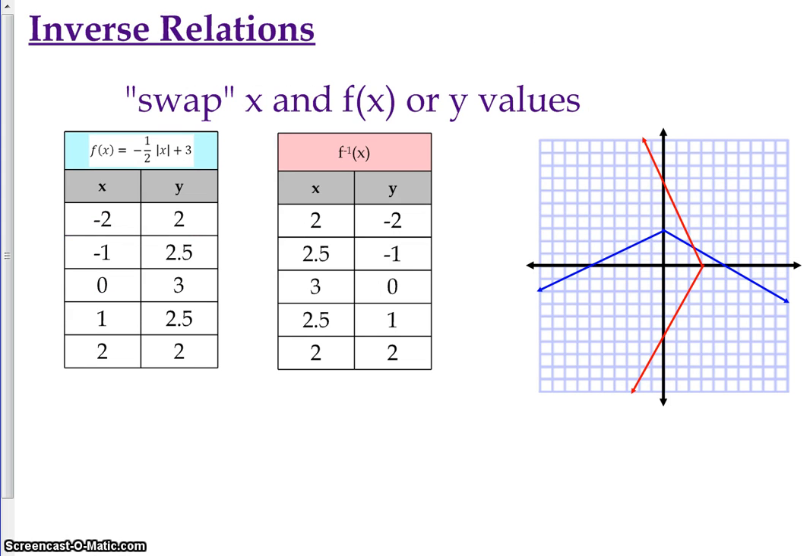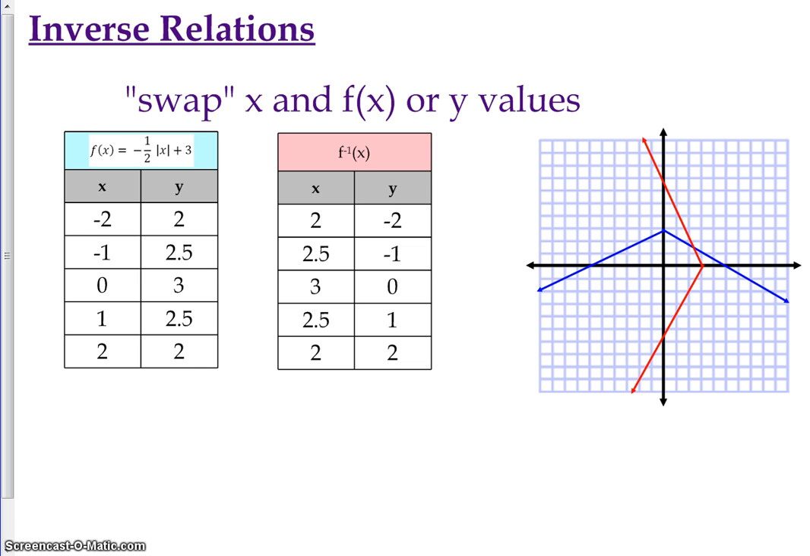So with an inverse relationship, what we basically do is we swap x and f of x. And for the most part, we're going to say f of x or y, the y value. So we're really swapping x and y, is what we're looking at.